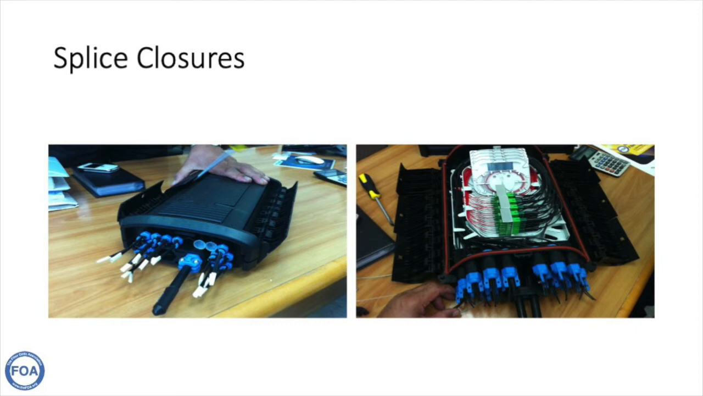The drop cables going to the customers are brought into the closure, and those fibers are terminated with mating SC connectors. So each drop cable, which will have its own individual port on the closure, is terminated in a connector. So the mating of the fibers here is not done with splices, it's done with connectors.